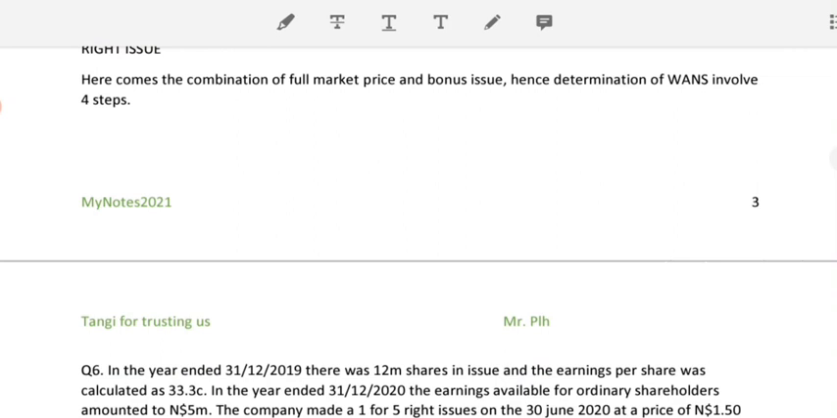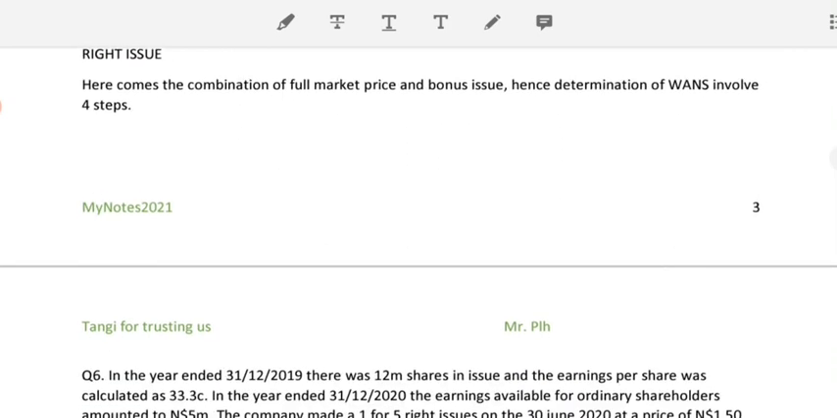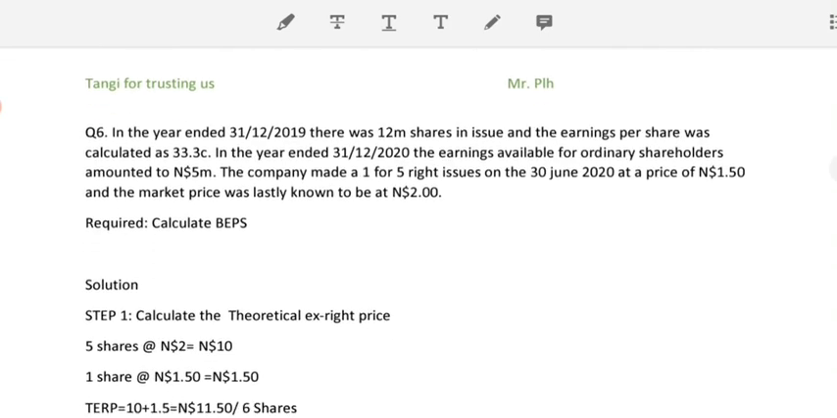to the right issue. And the right issue, they normally call it a combination of full market price and bonus issue, and hence determine the weighted average number of shares involved. 4 steps. We'll be going through these 4 steps.